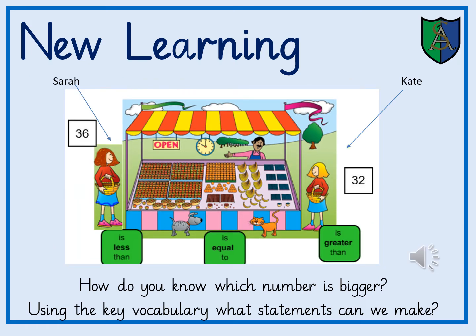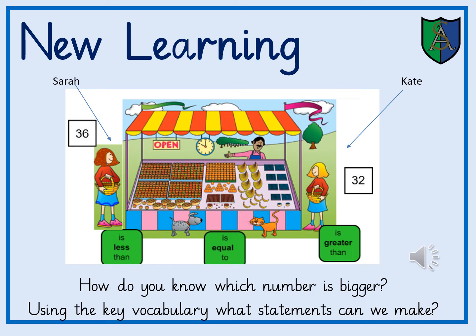Now let's look at this one. This one is a bit different because we need to find out which number is bigger. However, if we look at the tens from Sarah's 36 and Kate's 32, they both have the same number of tens. They both have 30 or 3 tens. So this is where things get a little bit tricky, because now we know that they both have the same amount, or an equal number, of tens. So we have to move and have a look at our ones.